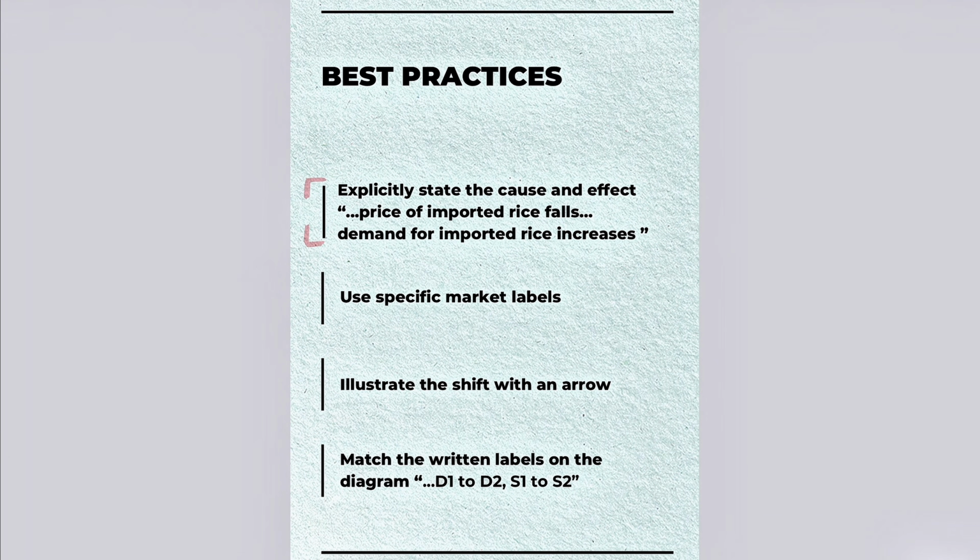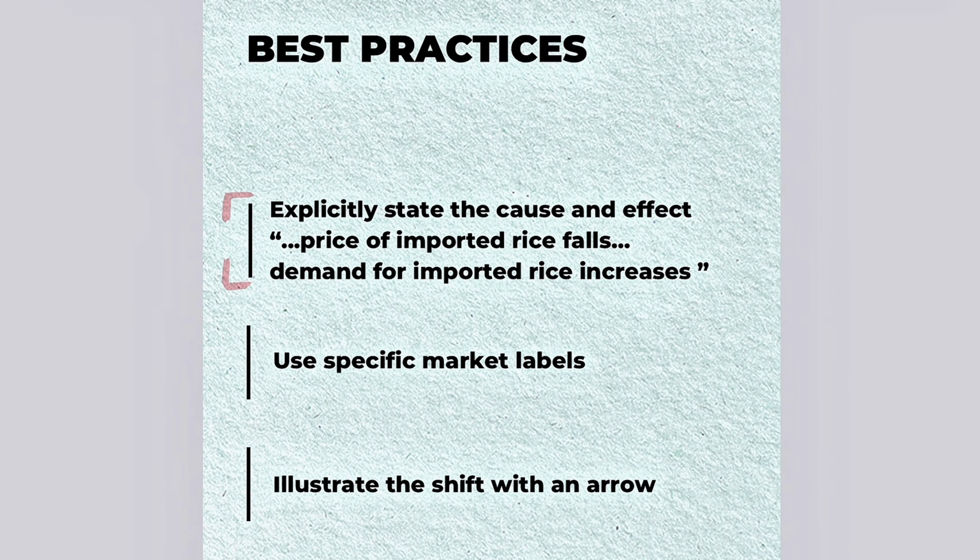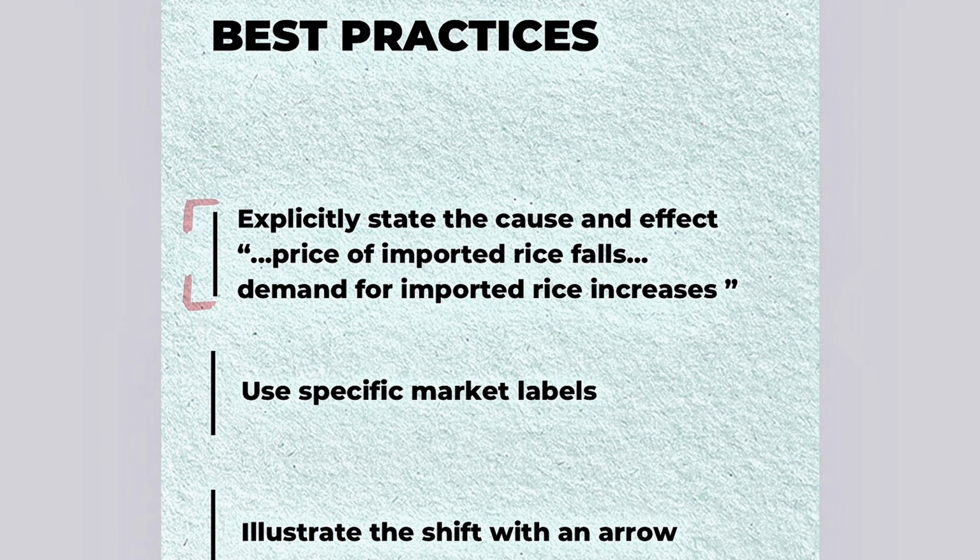And these are the best practices that you could utilize for your 4-mark questions. The first one is mandatory, but the other 3 are optional. The most important aspect to the explanation of these questions is the cause and effect. If you clearly identify and explain the cause, such as price of imported rice falls, and the effect, such as the demand for imported rice increases, this will get you your 2 marks. Sometimes candidates will get the cause completely wrong, but they are able to explain the correct effect magically. That would still get them 1 mark for the explanation.